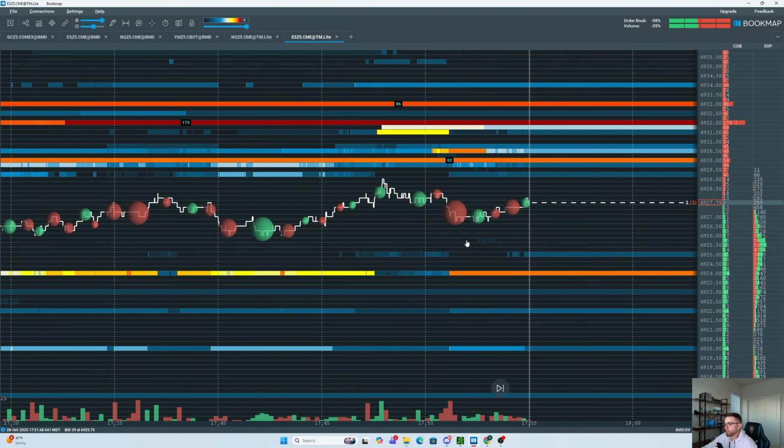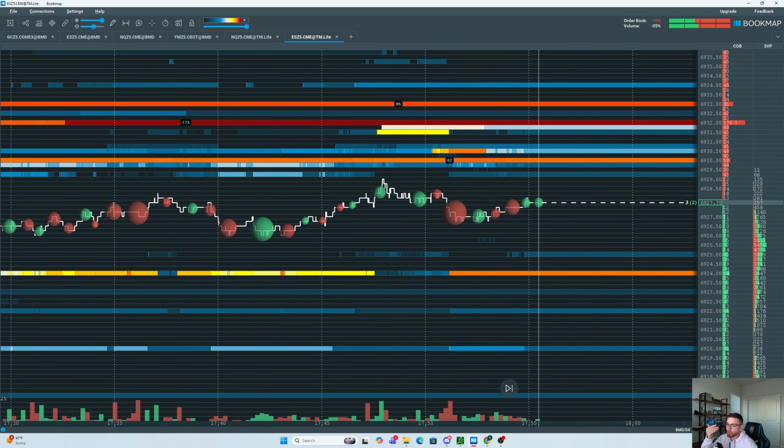For example, if we trade up into a supply zone and we see a lot of sellers up here, there's a good probability that price is going to reject and come back down. Or if we traded down into a demand zone and we saw a lot of buy orders here, there's a good chance that price bounces and goes higher.